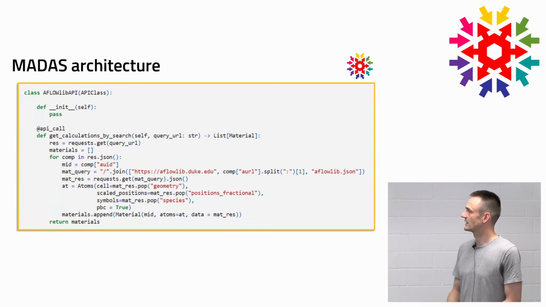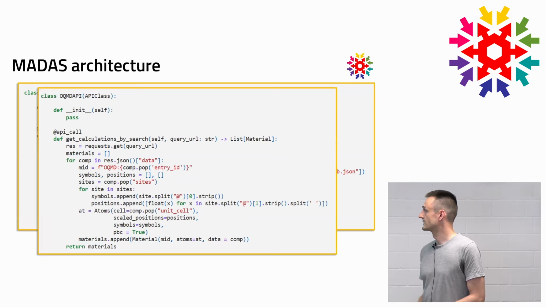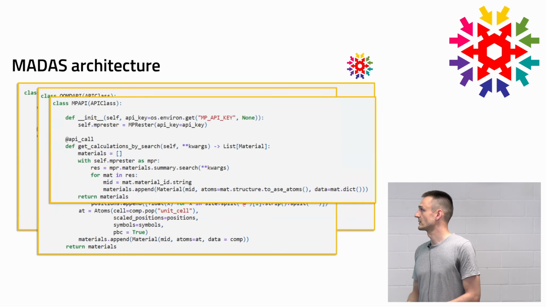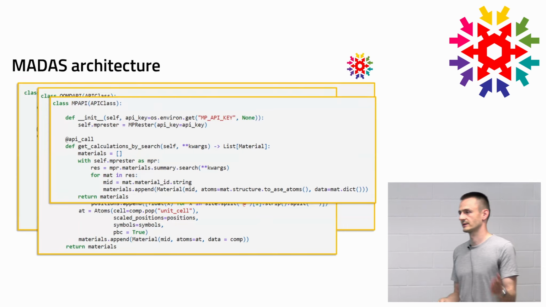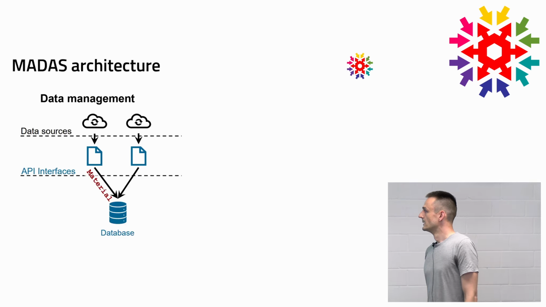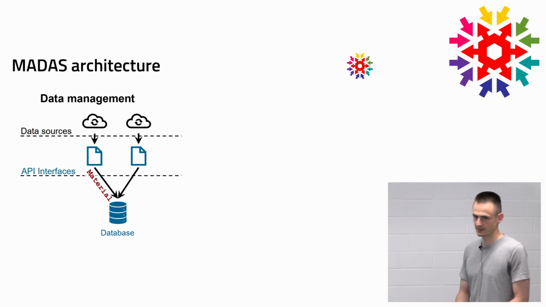This is an API for the AFlow database that allows you to query the data and get all the atomic structures out of it. Same for the OQMD database or the Materials Project. It's done in a couple of lines. And you can use this building block in your pipeline and exchange just the data source that you use. In the next step, we take whatever comes out of the interface, which is a material object. We write those to the database.